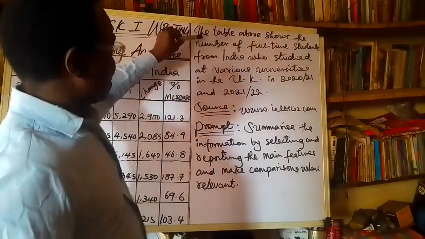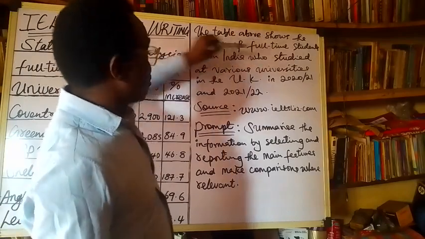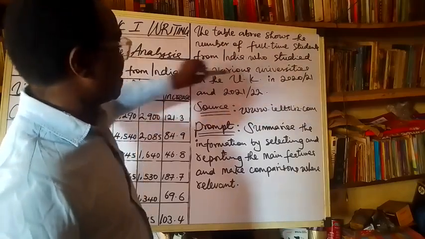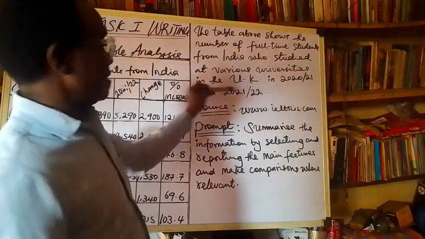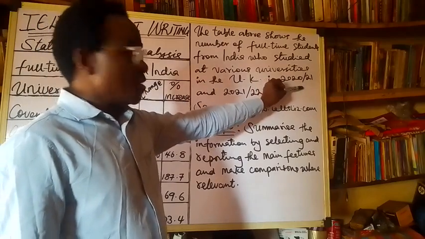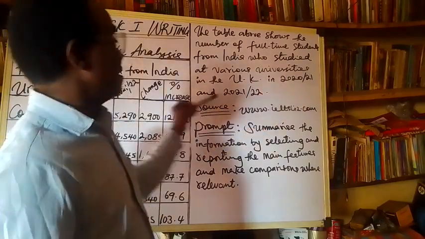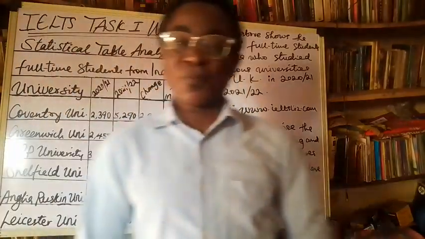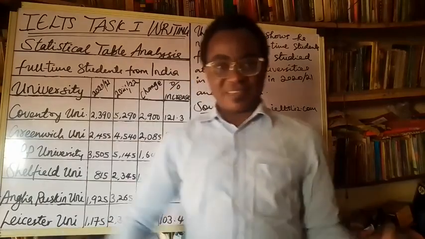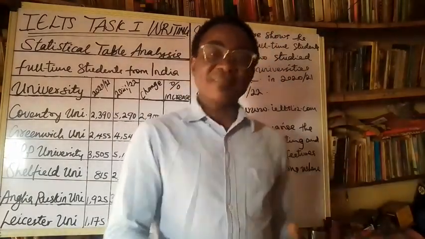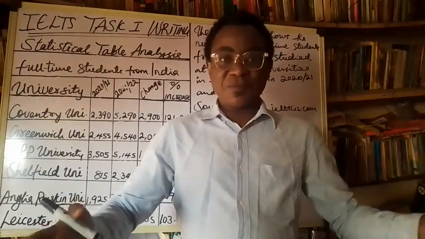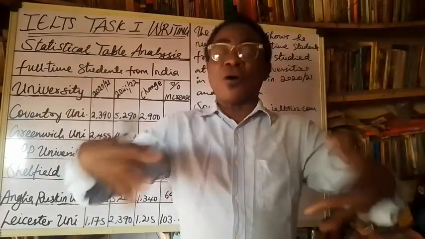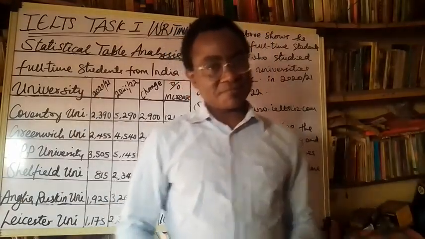For instance, this one says, the table above shows the number of full-time students from India who studied at various universities in the UK in 2020/21 and 2021/22. You are to paraphrase this, such a heading, as your first paragraph. That is the intro. The intro should give all the relevant information.